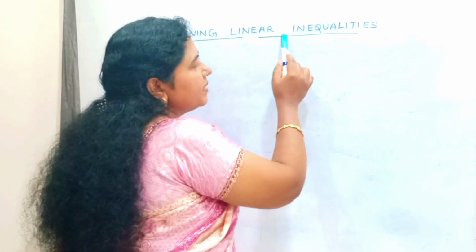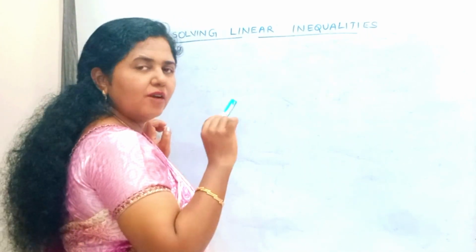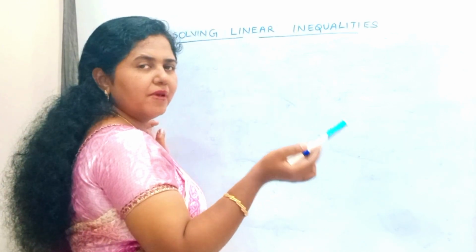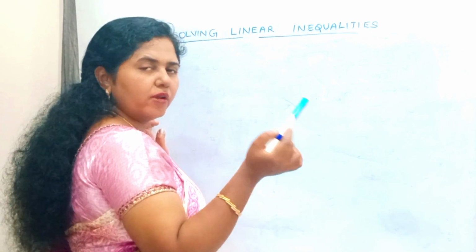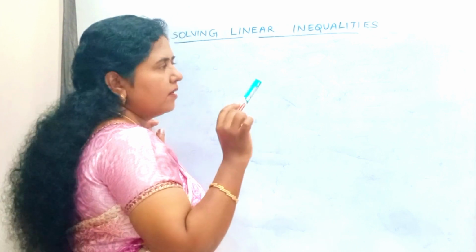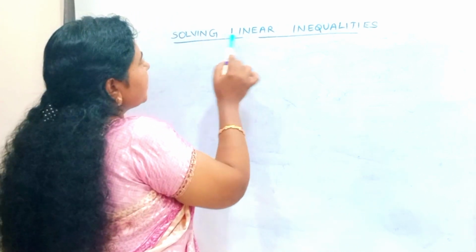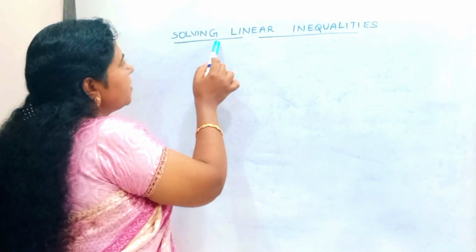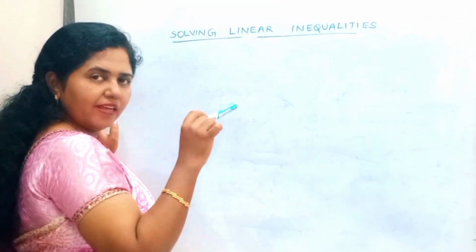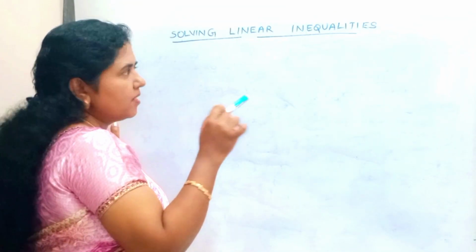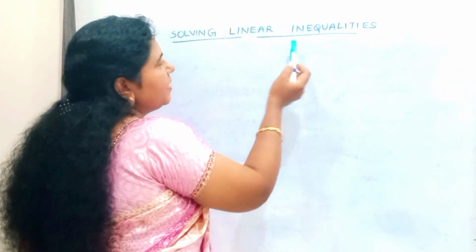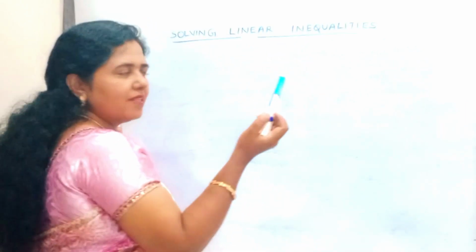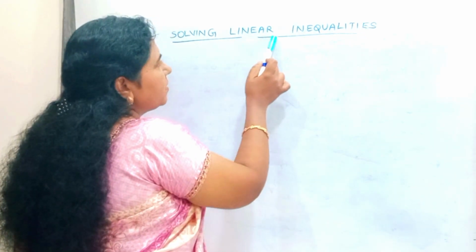Now these inequalities are relations without an equal to sign. Instead, we may have a less than symbol or a greater than symbol or less than or equal to symbol or a greater than or equal to symbol or a not equal to symbol, like that. Now coming to these two words, already we have seen in detail about these terms in the previous videos. First term is solving. Solving means finding out the value of the variable present. So here, since it is inequality, solving linear inequalities means finding out the value of the variable present in the given inequality.